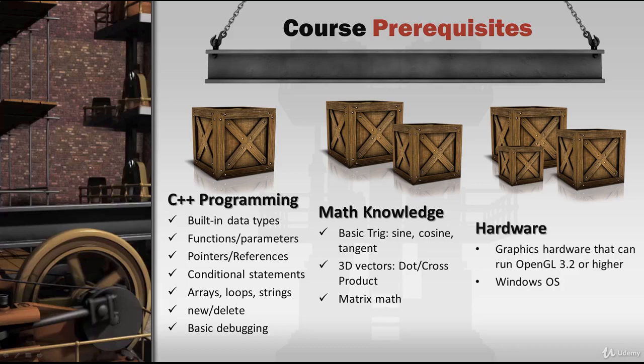Hardware. You should have a computer that has a graphics card that supports at least version 3.2 and higher. Now, if you have a computer that is 10 years old or earlier, then you'd be fine. Now I'm going to be doing all the code in Windows, but since OpenGL is a cross-platform library, you could use Linux or Mac, but I'm not going to be jumping over to those other operating systems. We're going to stick to Windows.